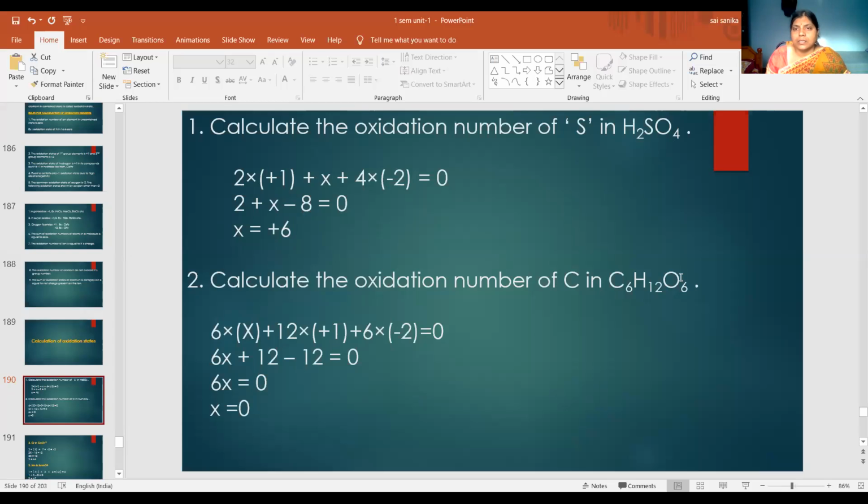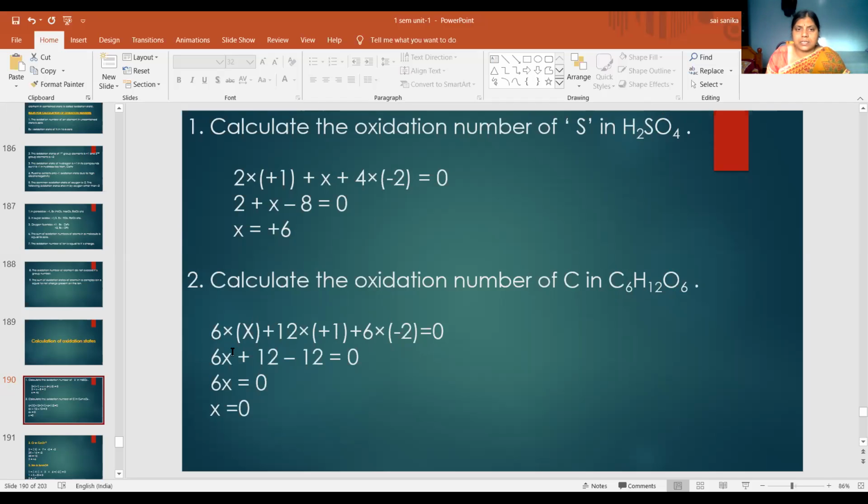C6H12O6. So in this molecule, what is the oxidation state of carbon? So here also keep carbon as X and remaining atoms hydrogen, oxygen. Similarly, here also hydrogen is +1, oxygen is -2. So how many carbons? 6. What is the oxidation state of carbon? X. 6 into X plus 12 into hydrogen +1 plus 6 into oxygen -2. That means number of atoms into its oxidation state.